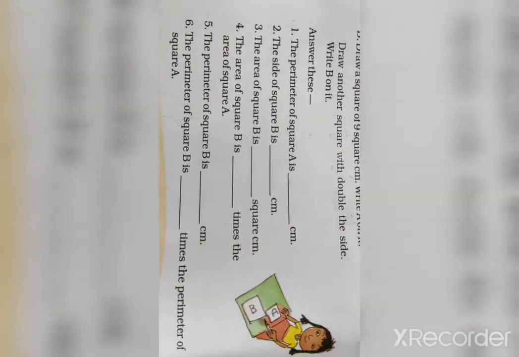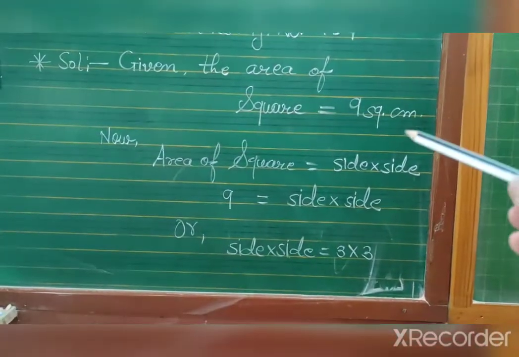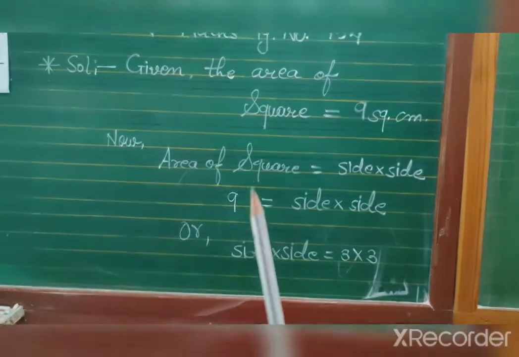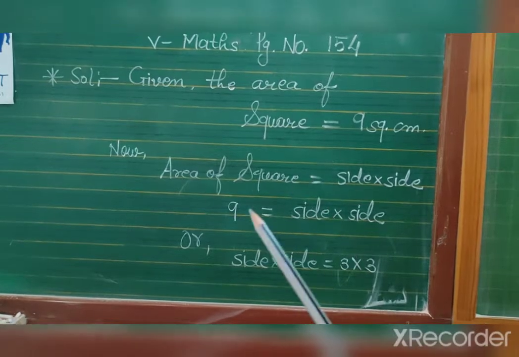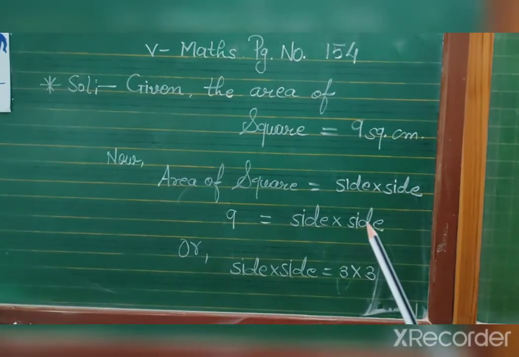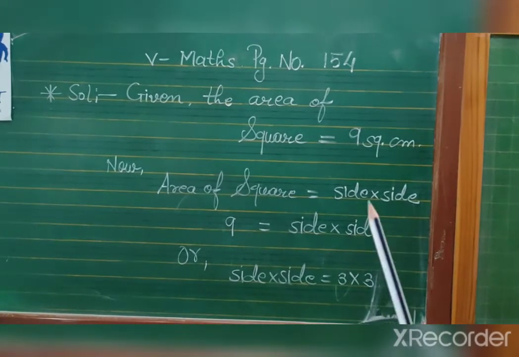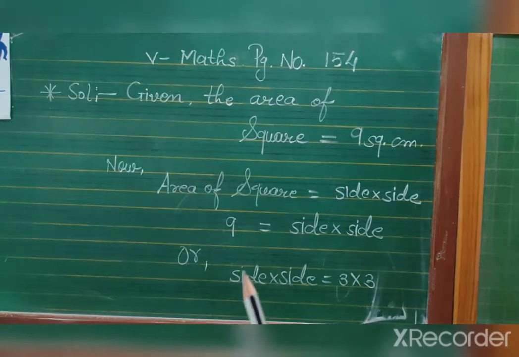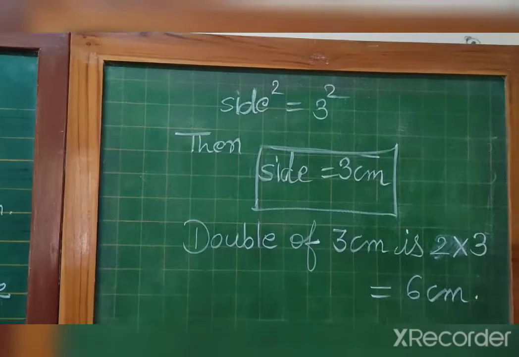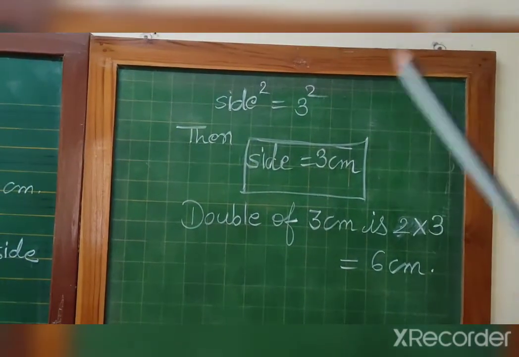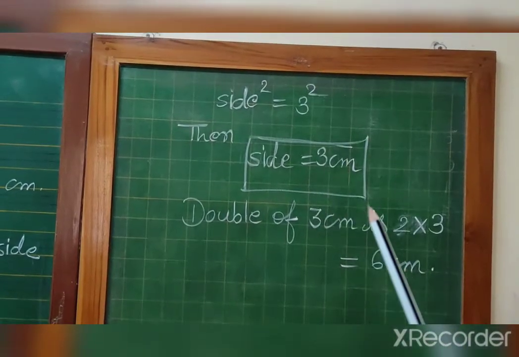So let us start. Now see here, the given area of the square is equal to 9 square centimeter. Now we know that the formula of the area of a square is side into side. That means in place of area we will put 9. 9 equals side into side, because we have to calculate this unknown value, so we take it on the left hand side. So side into side is equal to 3 into 3. Side square and 3 square, square cancels square. So side equals 3 centimeter.